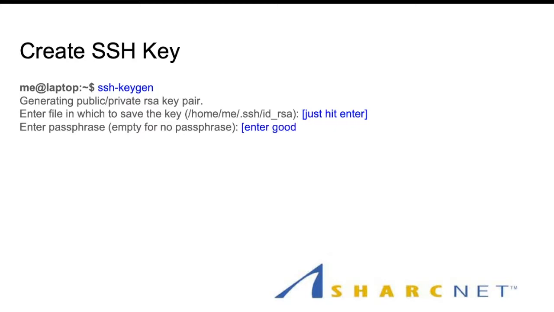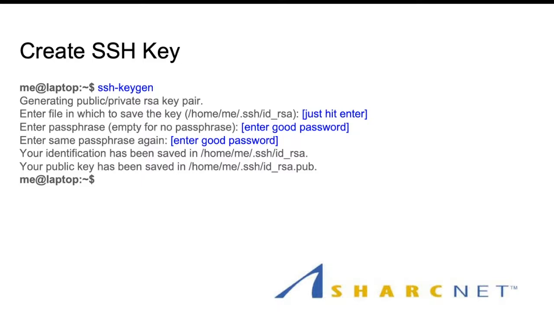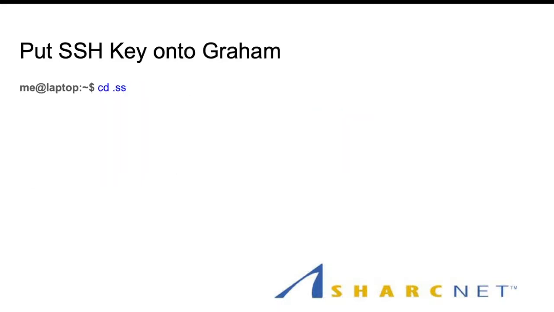It will prompt you for a passphrase. Enter a password to secure your SSH key. This is not your account password. This is a password you need to open your key and use it to get access to an account. Now you have a private SSH key protected with a password, much like your credit card is protected with your PIN. The final task is to put our public SSH key onto Gram.